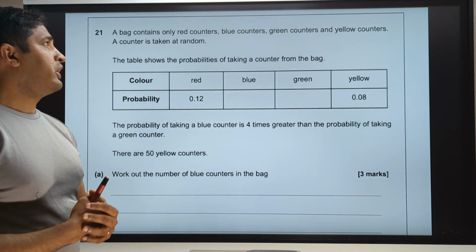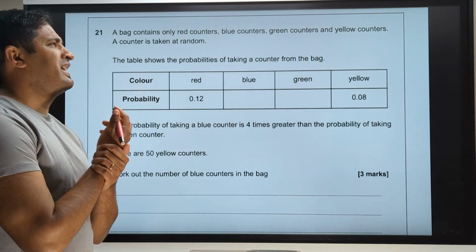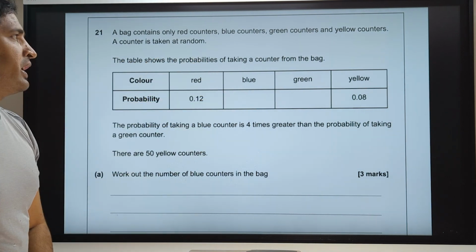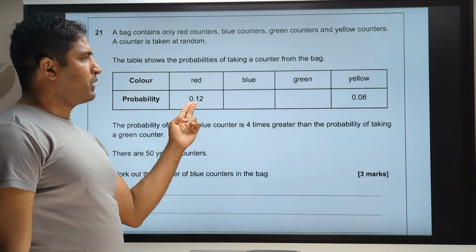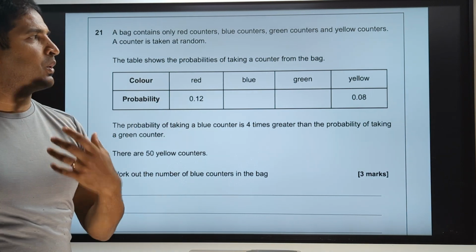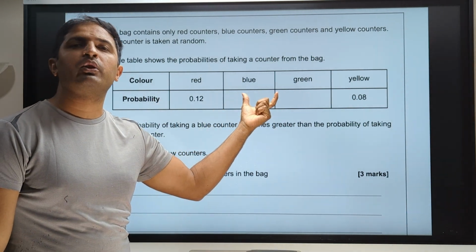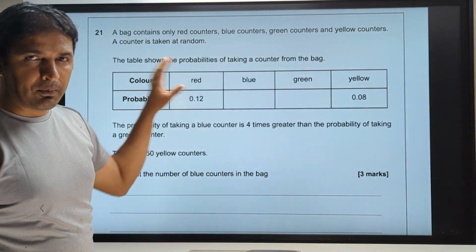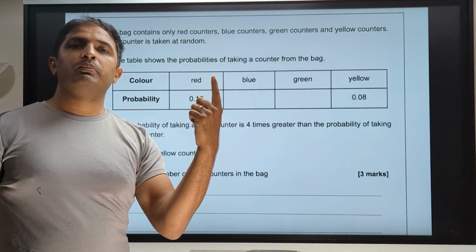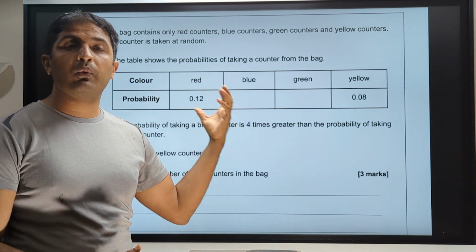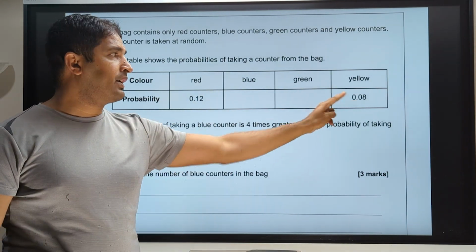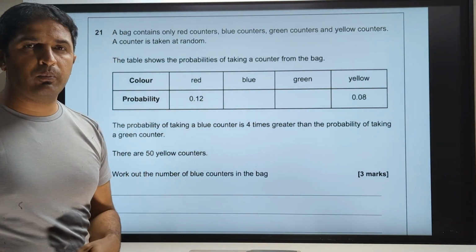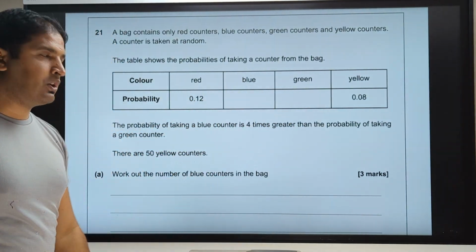A bag contains only red counters, blue counters, green counters and yellow counters. So those 4 different counters. The table shows the probability of taking a counter from the bag, so 0.12 and 0.08 add up to 0.2. The probability of getting any one of those colors is going to be 1, because there are only 4 colors. So when I add all these probabilities, they should always add up to 1. So these 2 add up to 0.2, so these 2 should add up to 0.8.